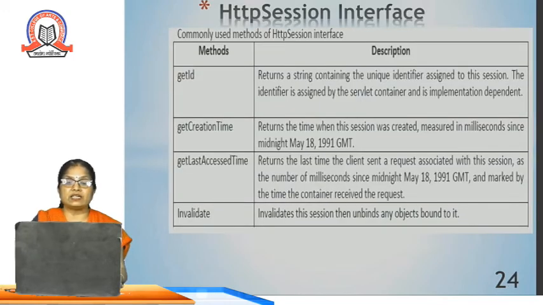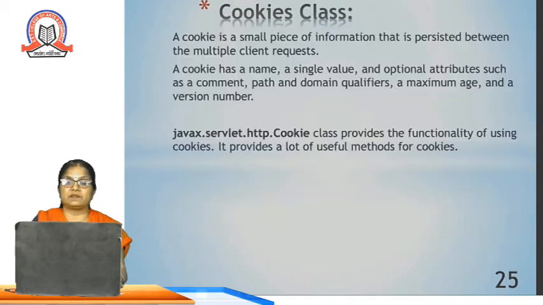These are the methods of the HttpSession interface: getId, getCreationTime, getLastAccessedTime, invalidate. Now we'll see what cookies are. A cookie is a small piece of information that is persisted between multiple client requests. A cookie has a name, a single value, and optional attributes such as comment, path, and domain qualifiers, a maximum age, and a version number.